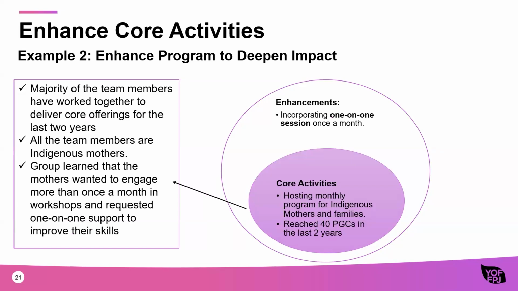Here's an example of the second type of scale project. A parent-led grassroots group that meets the conditions to apply for the Family Innovations Scale Grant. The core activities for this project are hosting monthly programs for Indigenous mothers and families in Timmins, Ontario. The activities are currently based workshops.